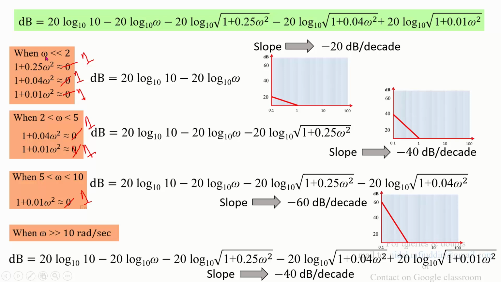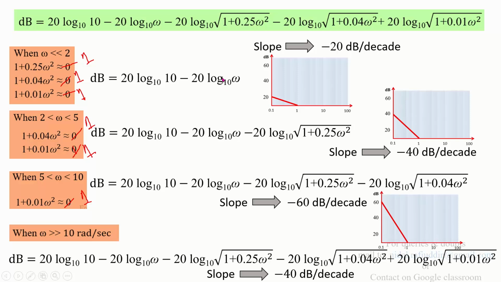Now if we take omega much less than 2, I told you that we are left with the expression 20 log to the base 10, 10. So this becomes 1 minus 20 log to the base 10 omega. So this is the expression we are left with. So we are having dB equal to 1 minus 20 log to the base 10 omega. This is very similar to y equal to mx plus c. So c is 1 and m is minus 20.